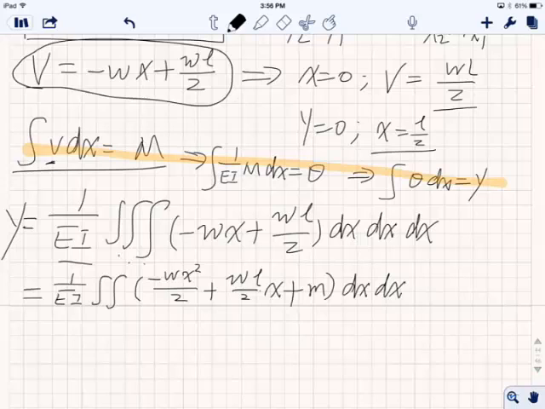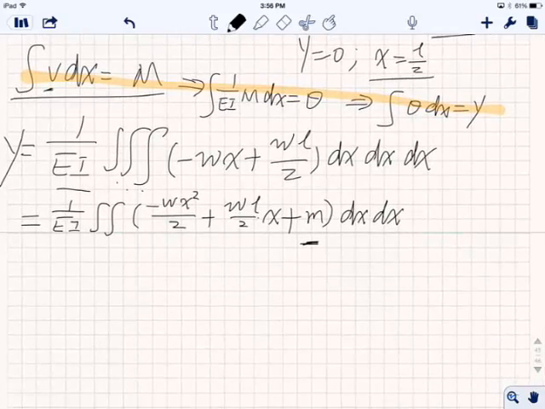All right. I don't really like this constant because I don't know what the value of it is. I know w, I know x, I know L, which is all given. But m, I don't know. So let's try to get rid of it.